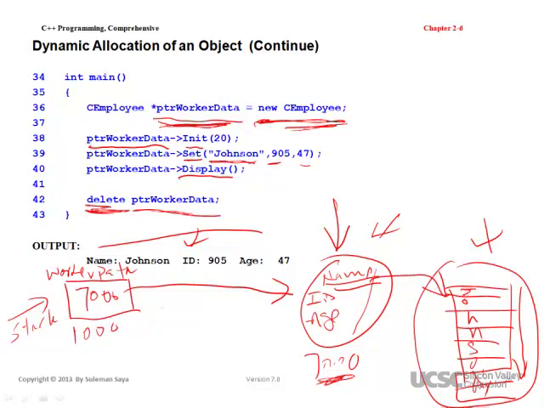So how does this go out of scope? This PTR worker data, how does this go out of scope? Since it's on the stack, it will go out of scope right here, right before this program ends. This is the end of Unit 6, Chapter 2.